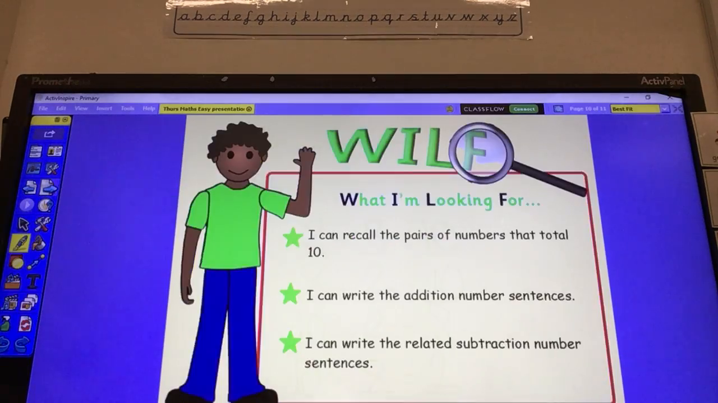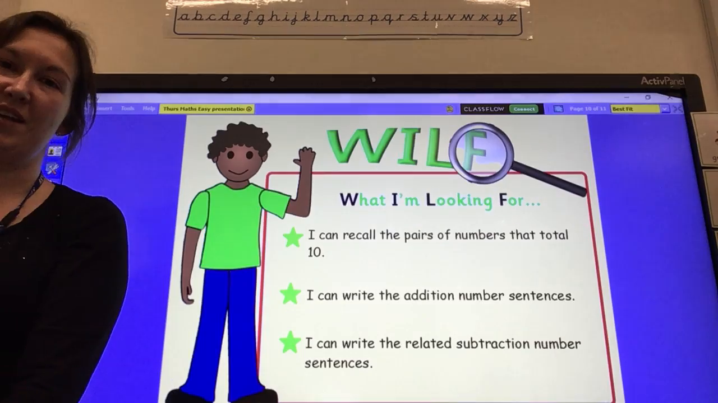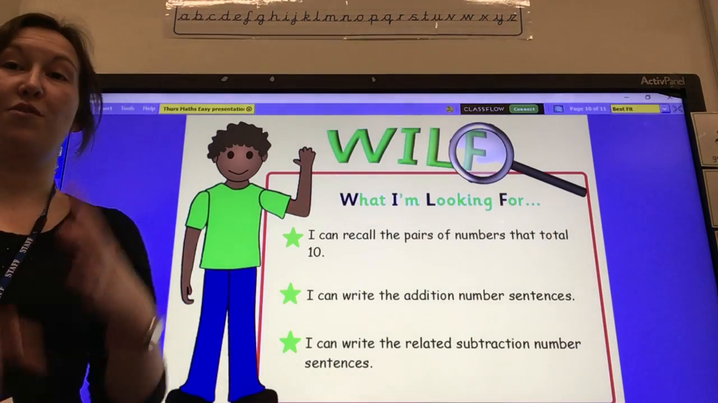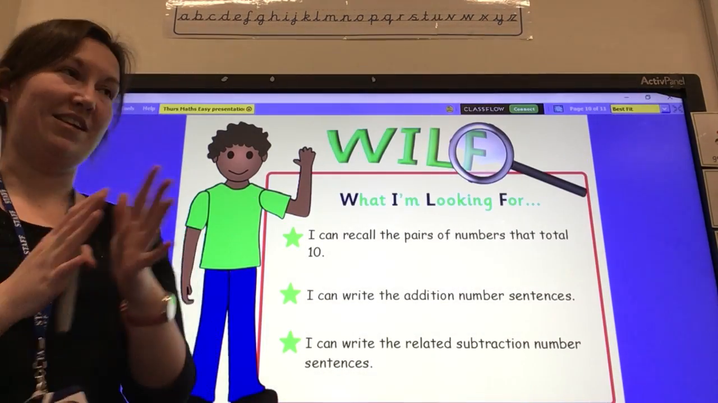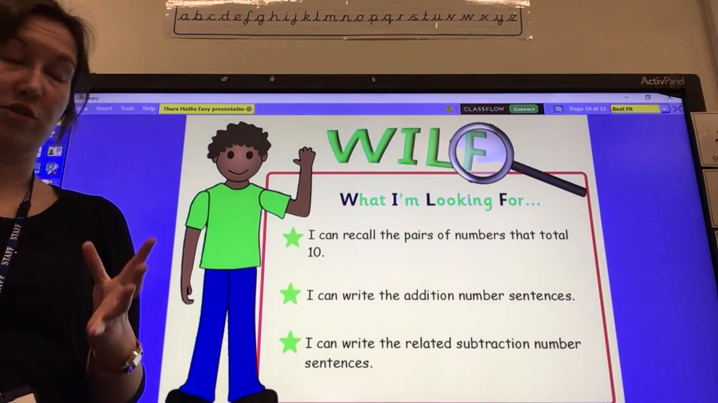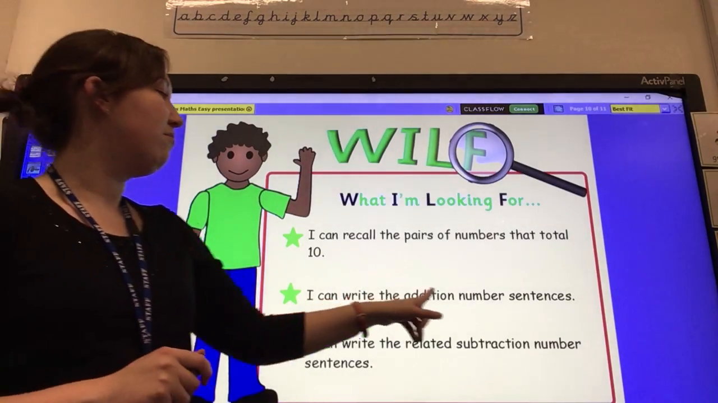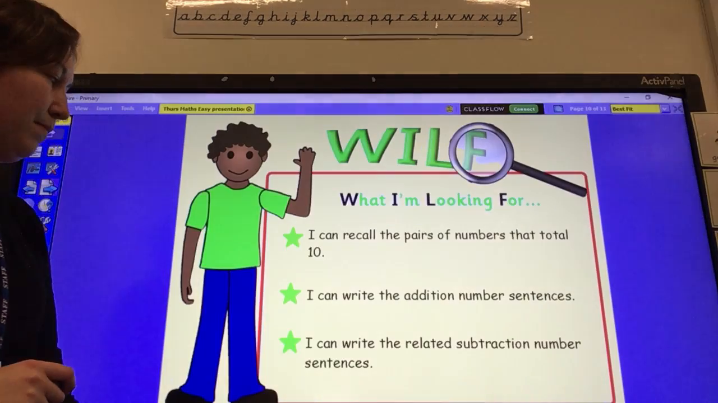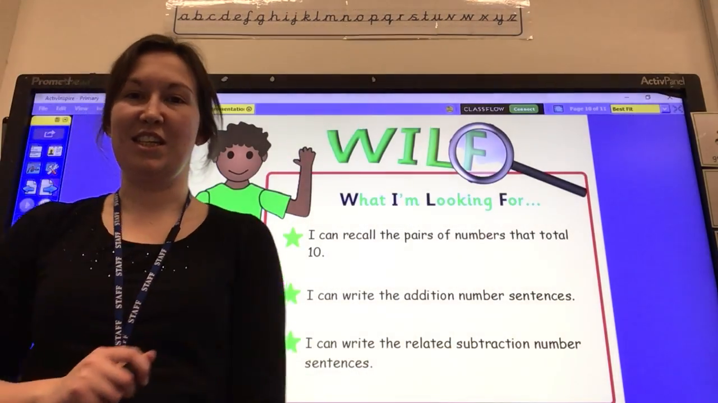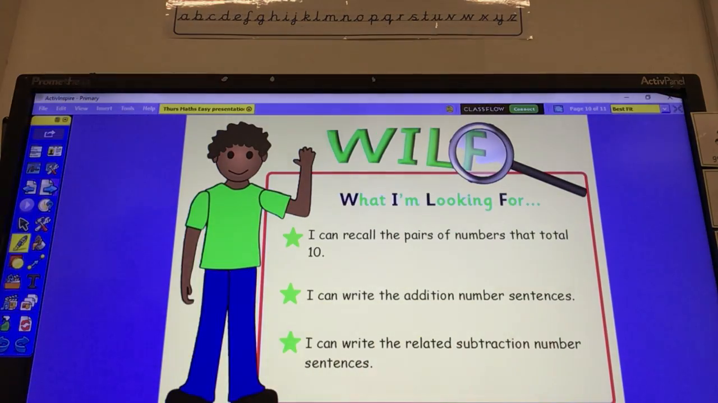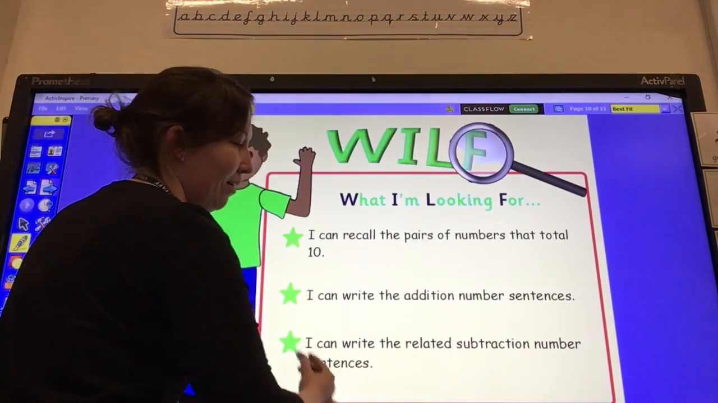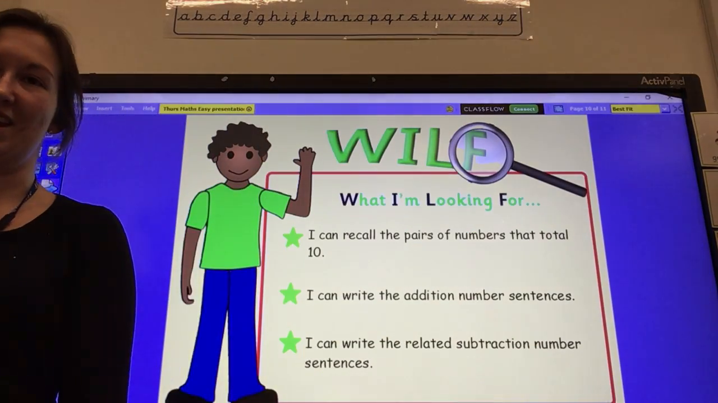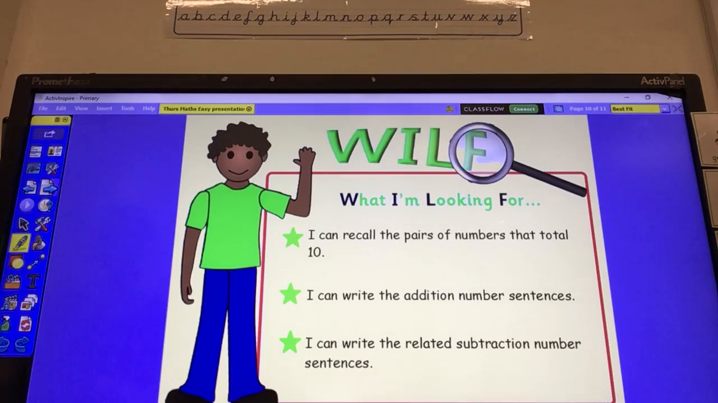Right. Today, your WILF: I can recall the pairs of numbers that total 10. So if you can remember them and use them, brilliant. If you can't, don't worry, you can draw some workings out. I can write the addition number sentences and I can write the related subtraction number sentences. Now this bit is the trickier part and I'll be really impressed to see anybody who can get all of these right.